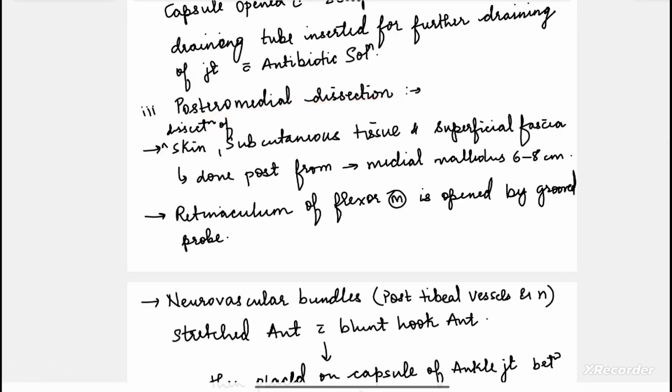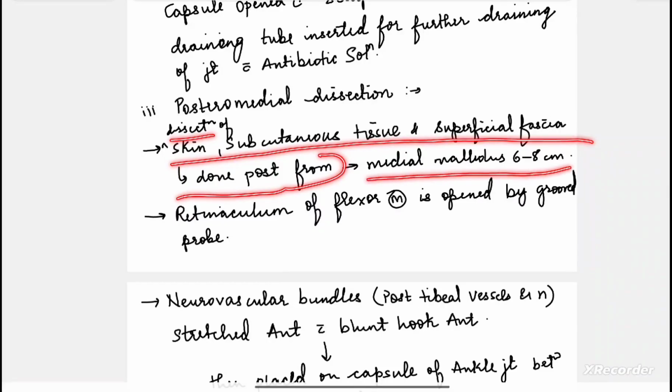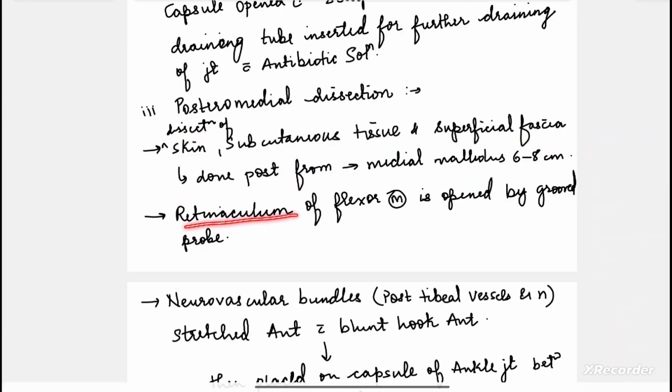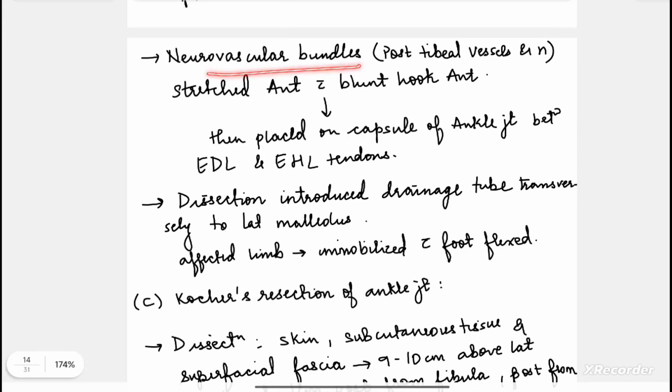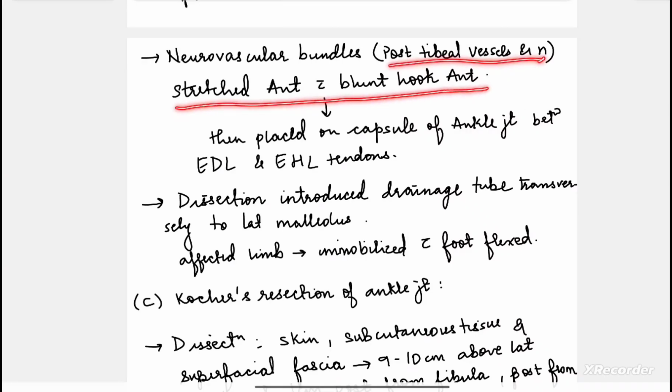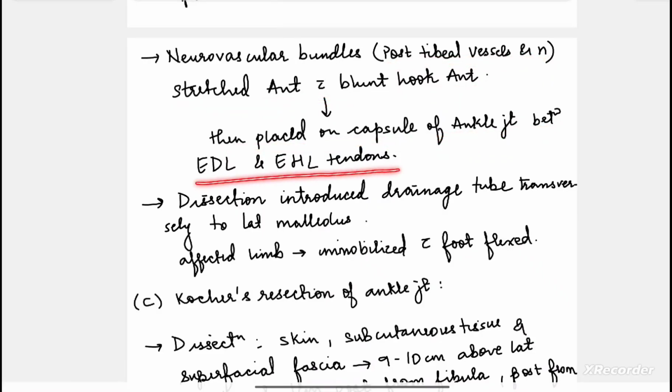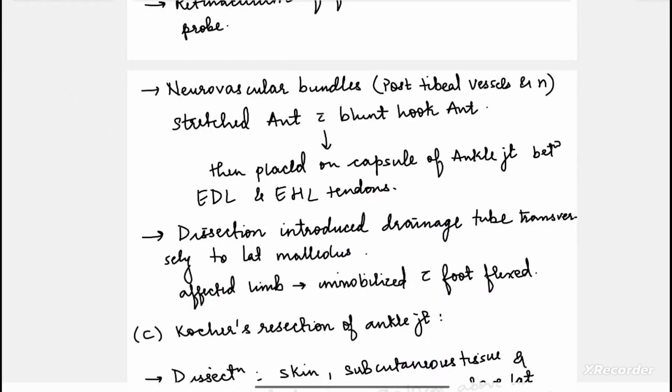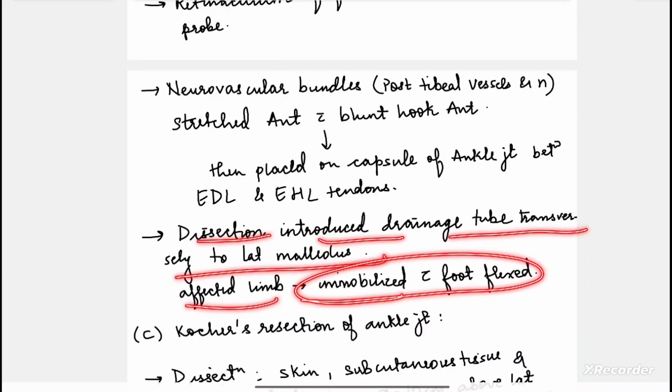Posterior medial dissection. Dissection of skin, subcutaneous tissue and superficial fascia is done posterior from the medial malleolus 6 to 8 cm. Retinaculum of flexor muscle is opened by grooved probe. Neurovascular bundles, posterior tibial vessels and nerves, are stretched anteriorly with blunt hook. Then placed on capsule of ankle joint between the extensor digitorum longus and extensor hallucis longus tendon. Then dissection is introduced. Drainage tube is passed transversely to the lateral malleolus. Affected limb is immobilized with foot flexed.